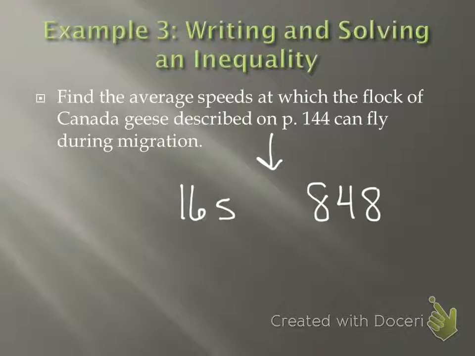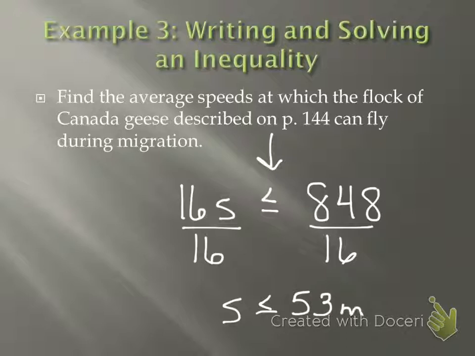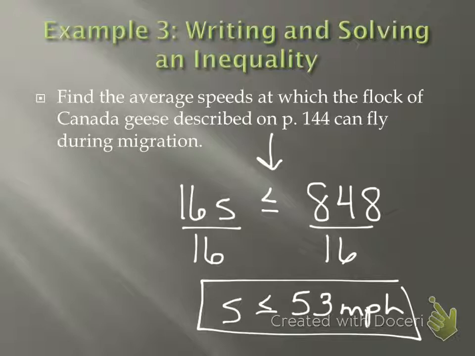So if it can fly up to, can it go above? Okay, so up to, it can't go more than, so what is going to be my inequality? It has to be less than, right? If it's up to 16 hours, it can't be more than 16 hours. So it has to be less than or equal to 848. Now, solving it is the simple part. S is less than or equal to 53 miles per hour. Obviously, that's an insane speed for a bird, so it's not very realistic.